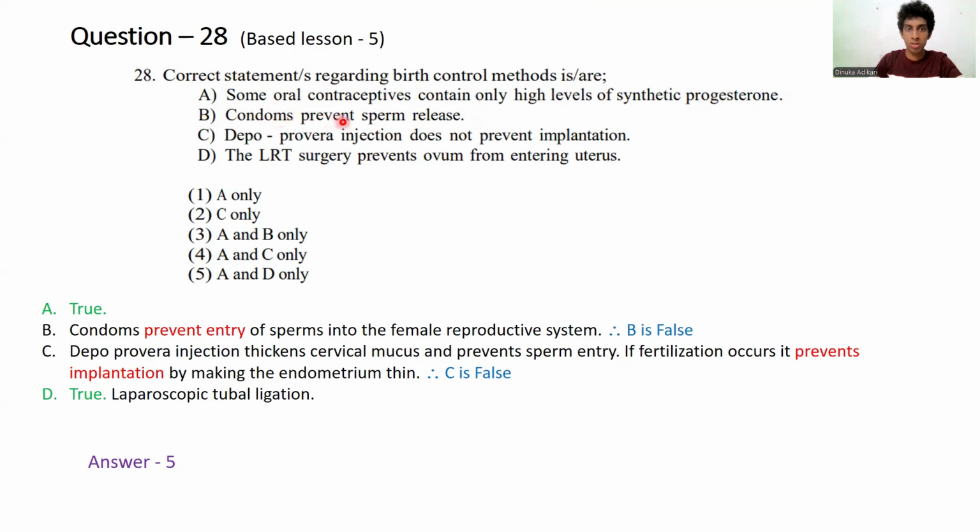B. Condoms prevent sperm release. No, B is false. Condoms don't prevent sperm release. They prevent the entry of sperms into the female reproductive system. Therefore, B is false.